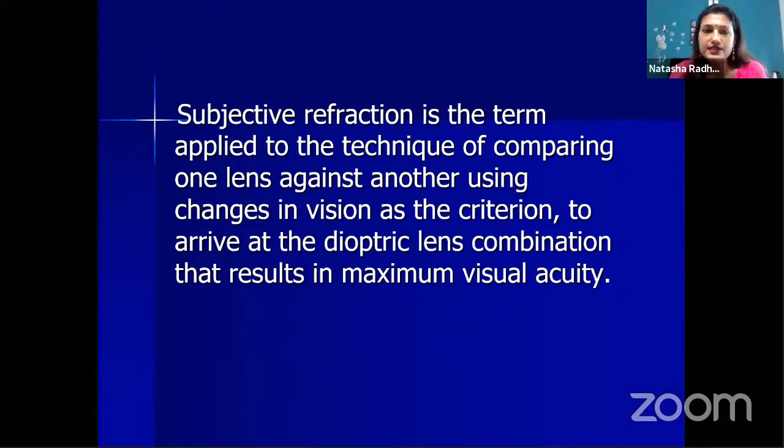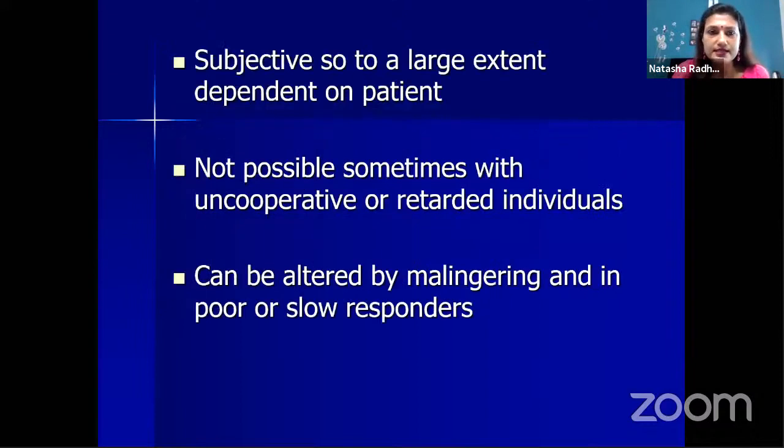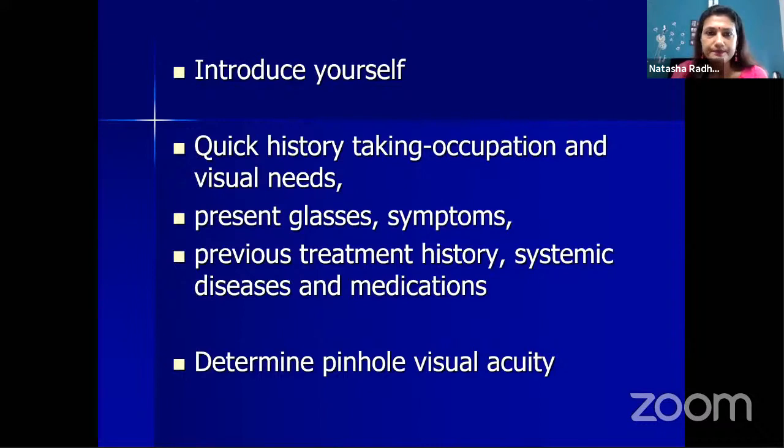What is subjective refraction? It is a term applied to the technique of comparing one lens against the other, using change in vision as the criterion to arrive at a dioptric lens combination that results in maximum visual acuity for the patient. So it is a subjective thing. It is dependent on the patient. It is not like retinoscopy, where you don't need much cooperation from the patient. It is sometimes not possible to do in uncooperative or retarded individuals. It may be altered by malingering and in poor or slow responders.